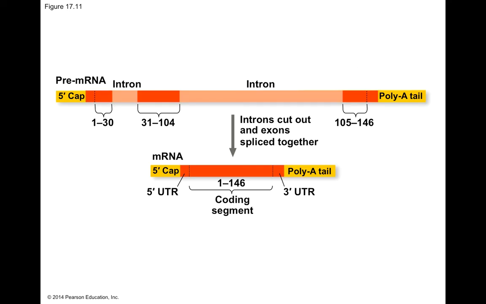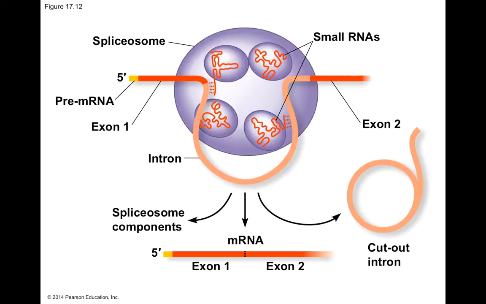As you can see in this diagram, this makes the mature mRNA transcript much shorter than the original transcript, and the coding sequence is now continuous. This mRNA is now ready to leave the nucleus. Now these introns just don't splice themselves out by magic. Of course, you need to understand how the splicing process works.